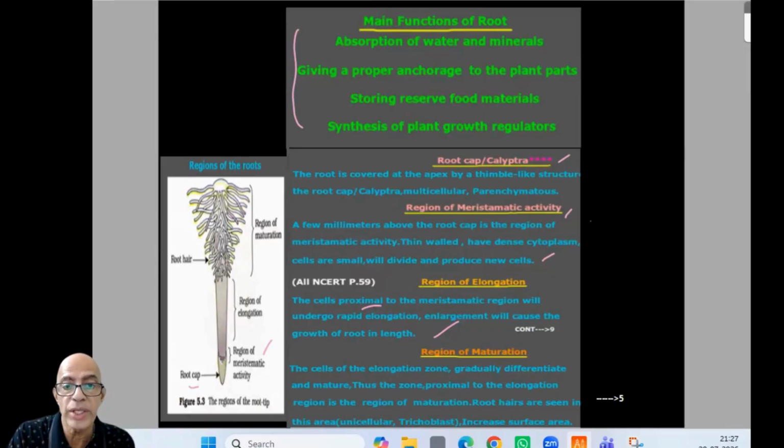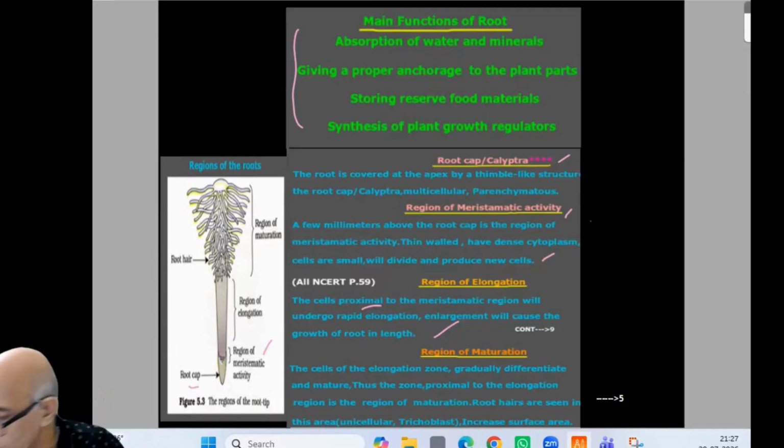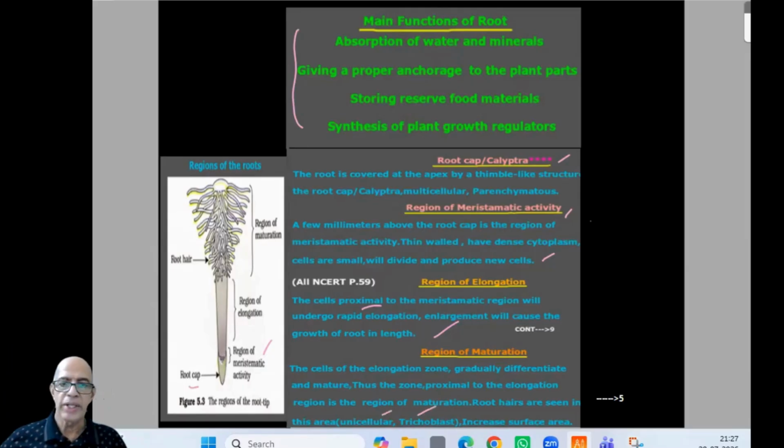Root hairs are normally unicellular, and root hair forming cells are called trichoblasts. They increase the surface area for absorption.